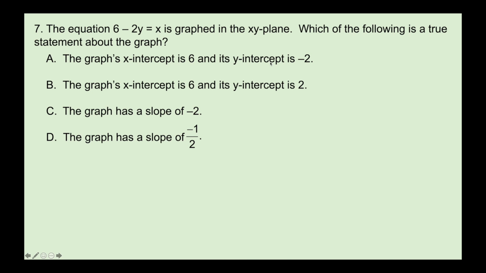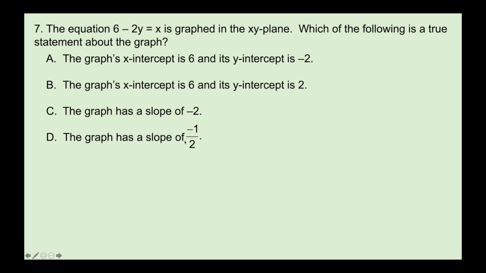Then when I look at the y-intercept, I would have to plug in a 0 for x. I add 2y over, so I get 6 is equal to 2y. Divide both sides by 2, and I am not going to get -2 as my y-intercept here. I could do the same thing for B. We already know that the x-intercept is correct, and I know that when I did the calculation for the y-intercept, I was going to get 3, so this is also going to be false.